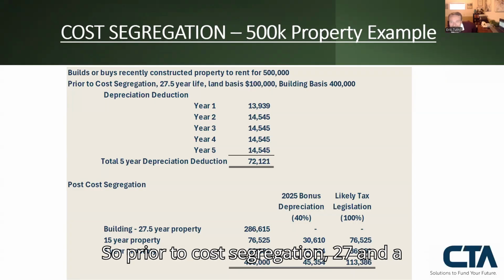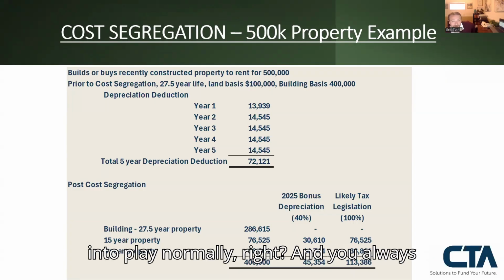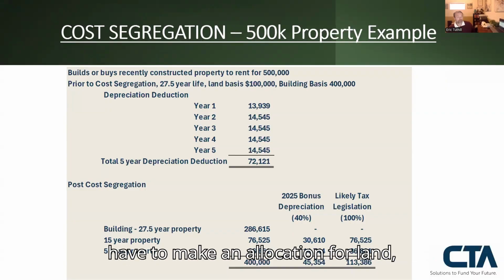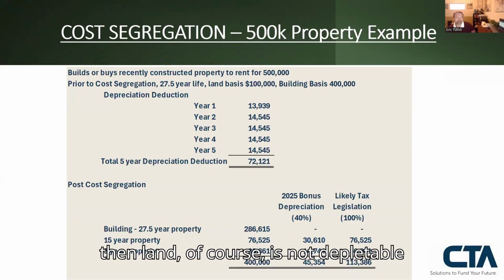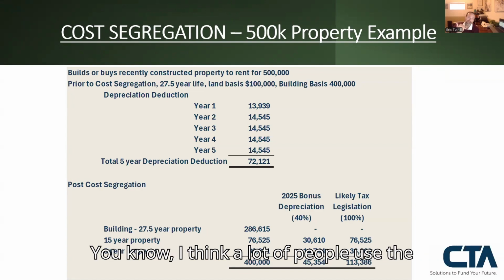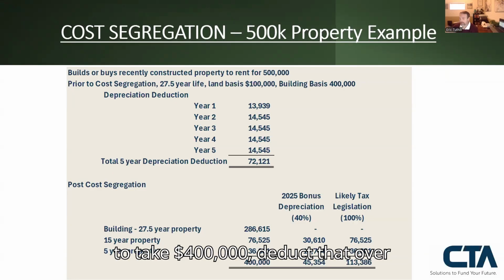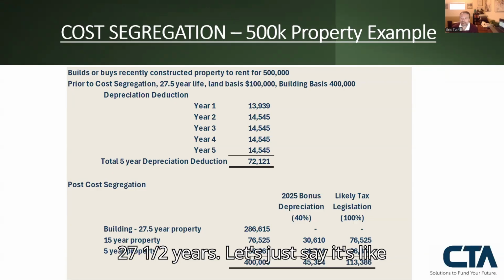So prior to cost segregation, 27.5 year life is how we would put that into play normally, right? And you always have to make an allocation for land. That's part of what we do. And land, of course, is not depletable or depreciable in any stretch. So you mark off a portion of that. I think a lot of people use the rule of thumb of 20%. But you get to take $400,000 and deduct that over 27.5 years.